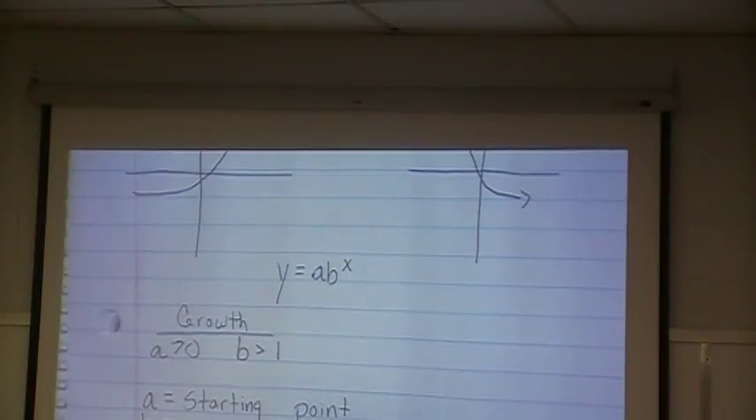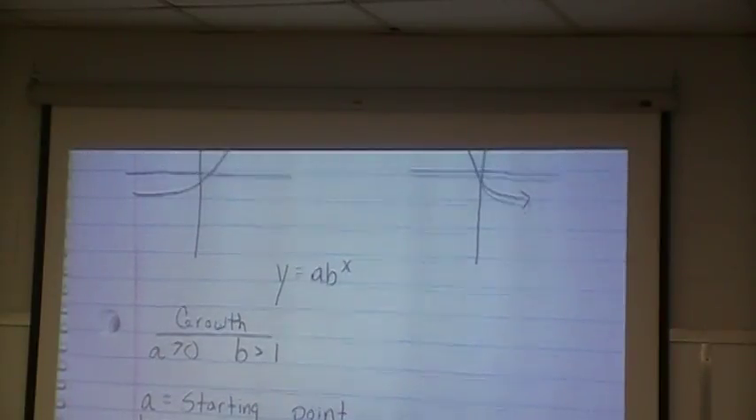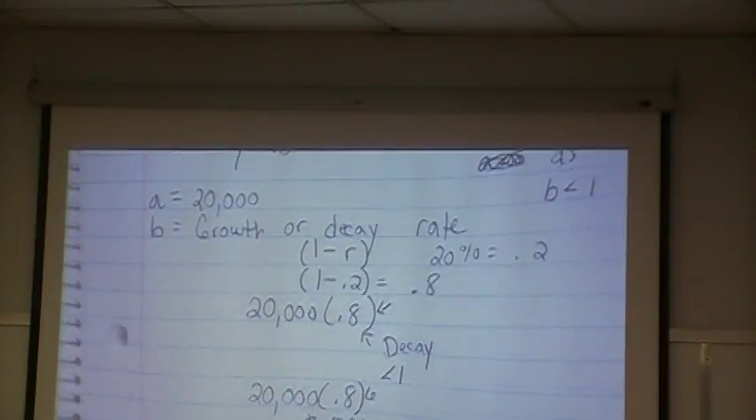If it is decay, like you lost money, stock market crashed, it depreciated, went down in value, the B is going to be less than 1. So you're going to say 1 minus whatever your rate is. Your X is your time. How many years, how many months? Things like that. So, we did a couple. We set them up.